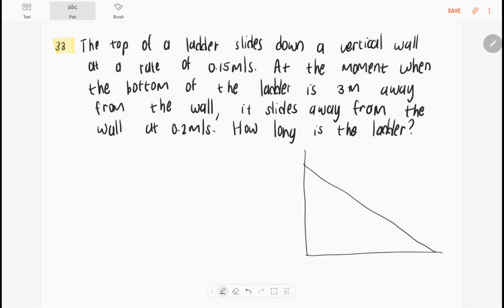So we have a ladder standing against a vertical wall. So that's the wall, this is the ground. We want to determine the length of the ladder. Let's just call that L. So this ladder is standing at some height, let's call it y, against the wall, and it's some distance, let's call it x, away from the wall on the ground. So we want L.